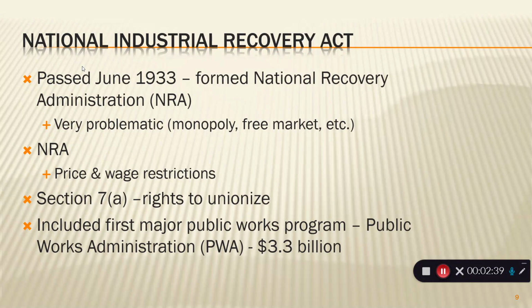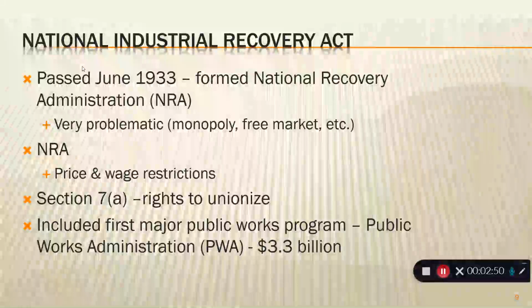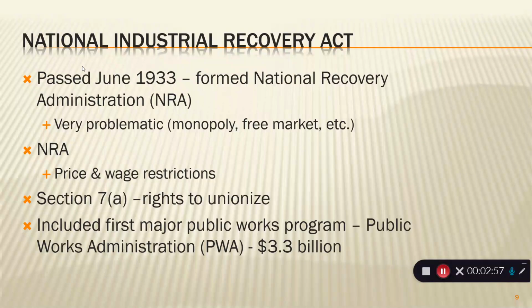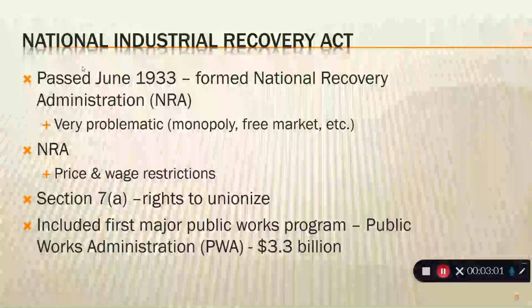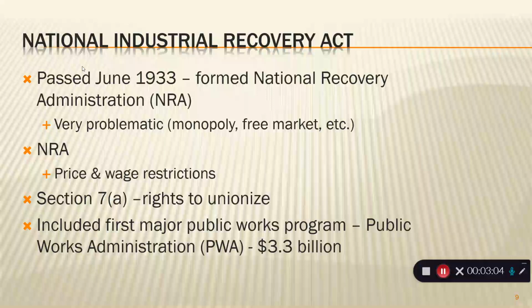One of the biggest, and certainly one of the most complex, that comes out of the New Deal is what's called the National Industrial Recovery Act. This is a huge, huge piece of legislation. Thousands of pages of text go into the actual law itself. It is passed in June 1933, and part of the National Industrial Recovery Act is what's known as the National Recovery Administration, the NRA.